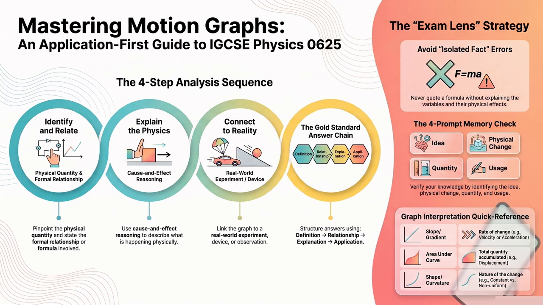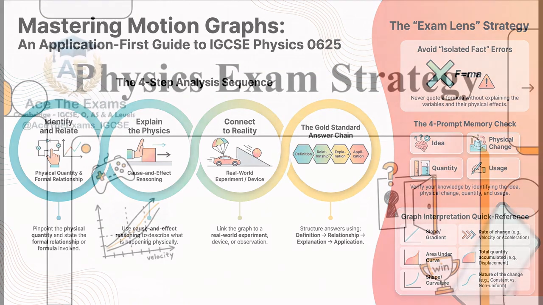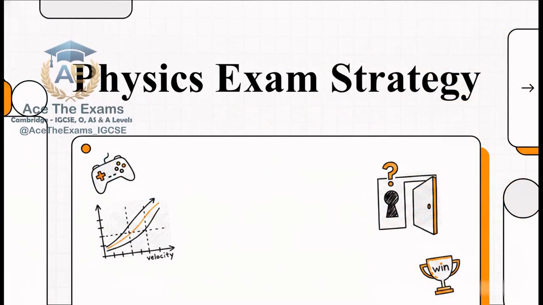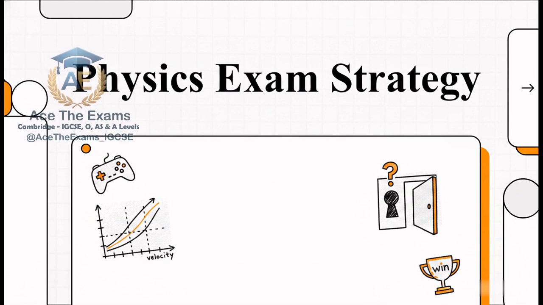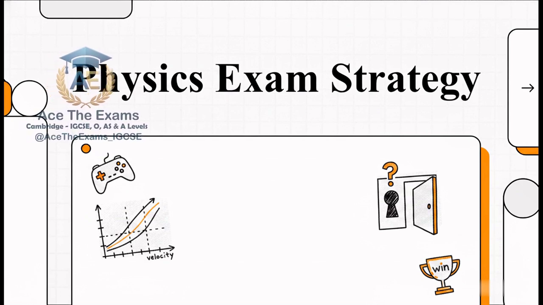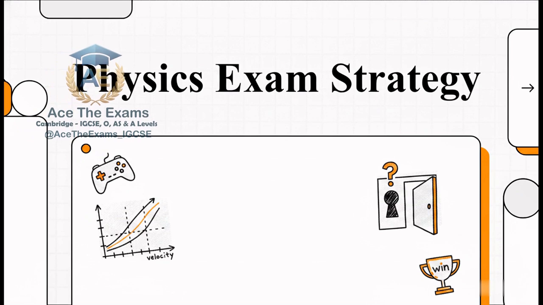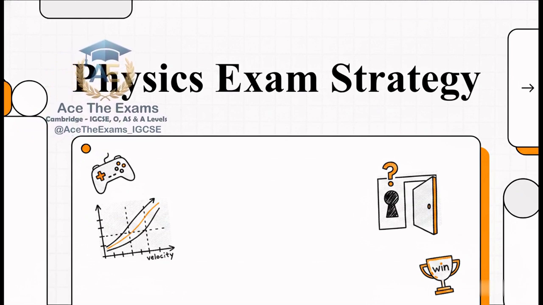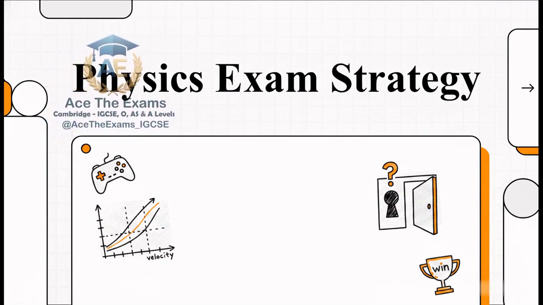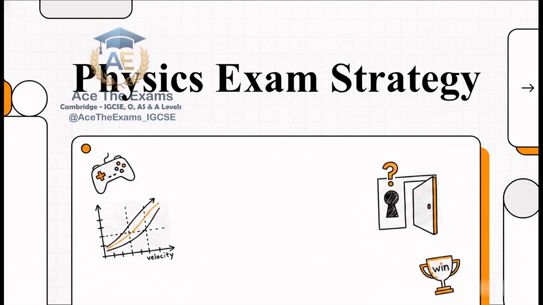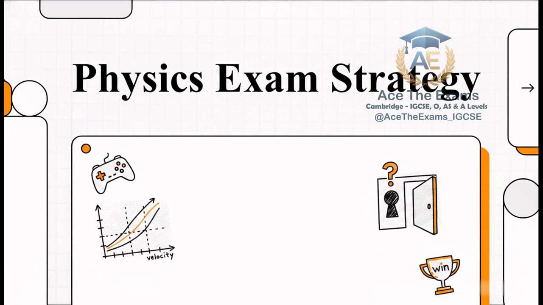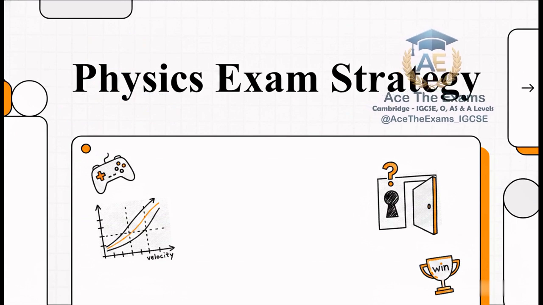Welcome to this explainer. Today, we are going to act as game designers to decode the exact strategies you need to master your Cambridge physics exams. Specifically, we're focusing on syllabus codes 0625, 0651, 0652, 5054, and even setting the foundation for 9702. And we are zeroing in on one of the most challenging boss fights for students: complex motion graphs.